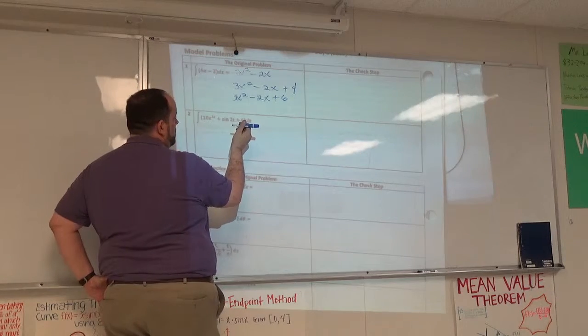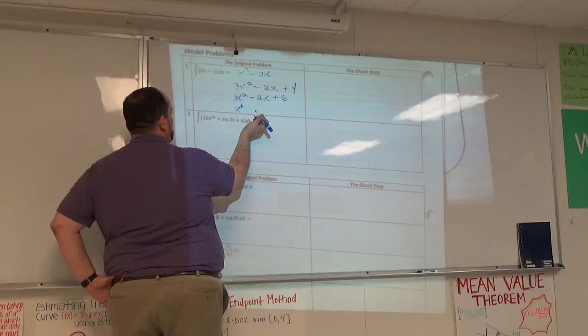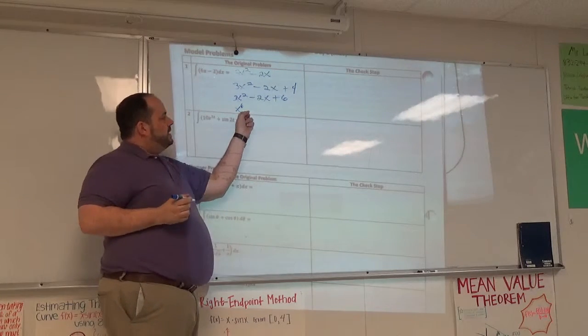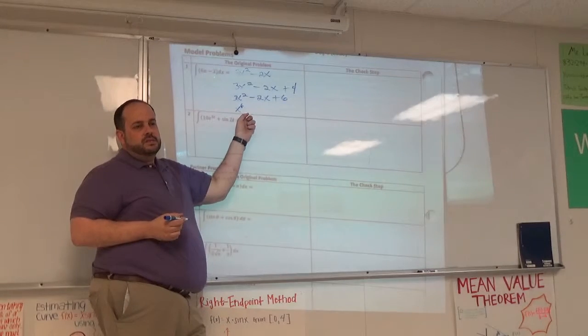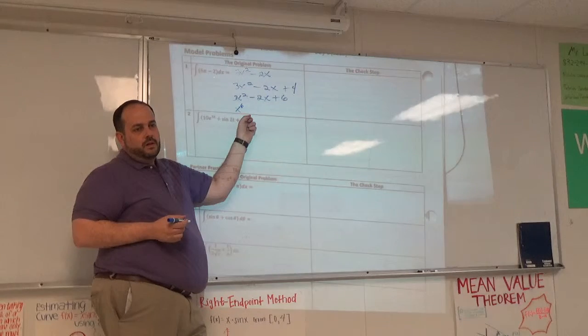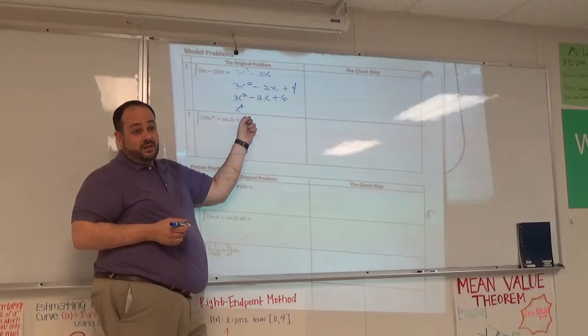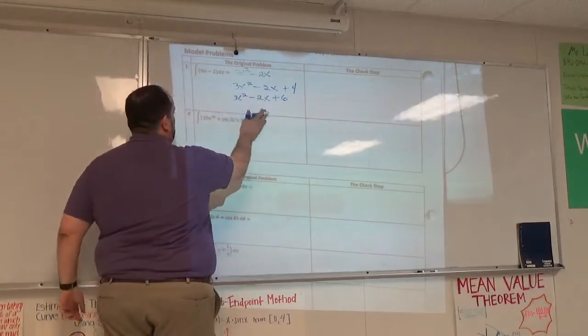X to the power of 6. So let's stop and think for a second. If you take the derivative of x to the 6, what's that derivative going to be? The derivative of x to the 6 is going to be 6x to the 5th. Is that what I want? No. So Anthony, give me another one.